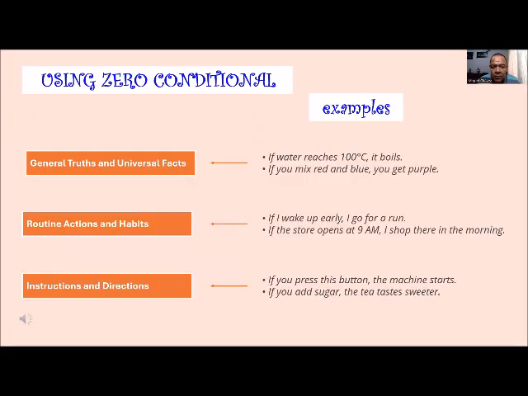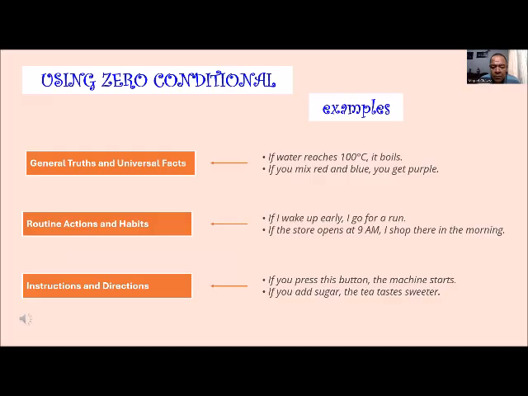Here we have some specific situations where we usually use the zero conditional. Use the zero conditional to state facts that are always true. For example, if water reaches 100 degrees centigrade, it boils. If you mix red and blue, you get purple.